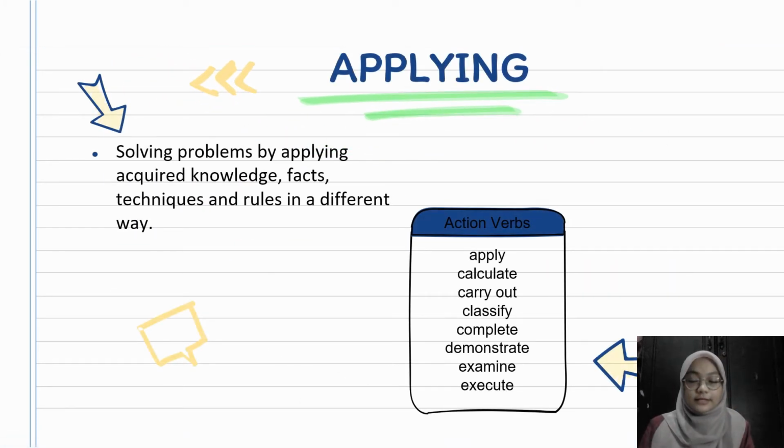The third level in the revised Bloom taxonomy is applying. Applying means that the ability for a student to solve the problem by applying their acquired knowledge, facts, techniques, and rule in a different way.